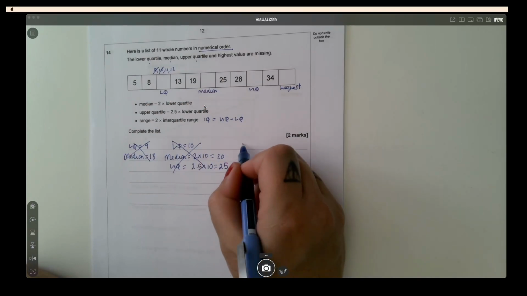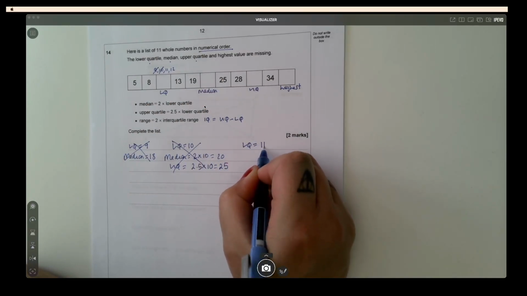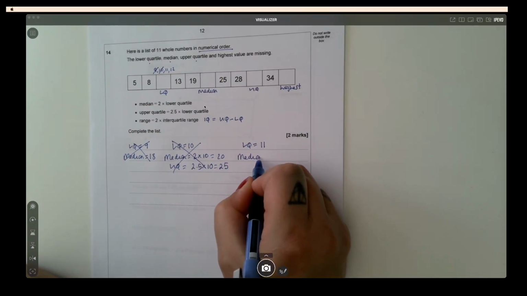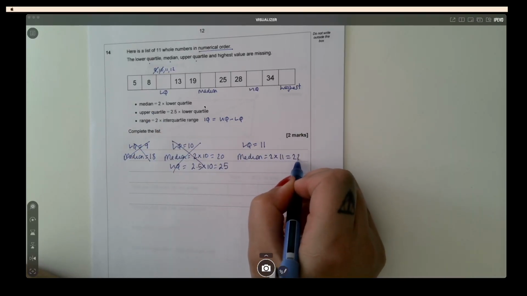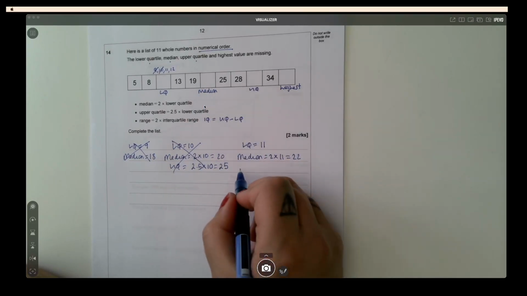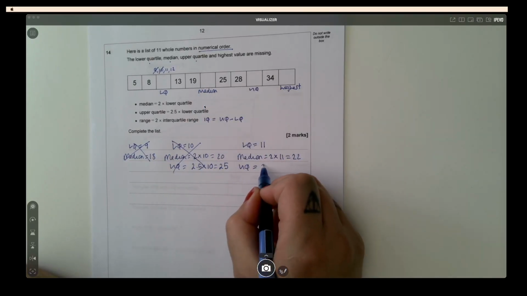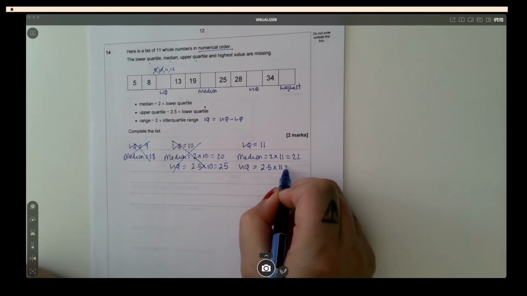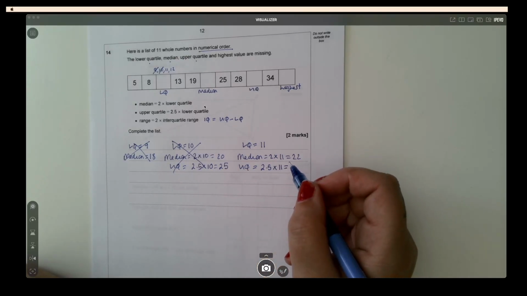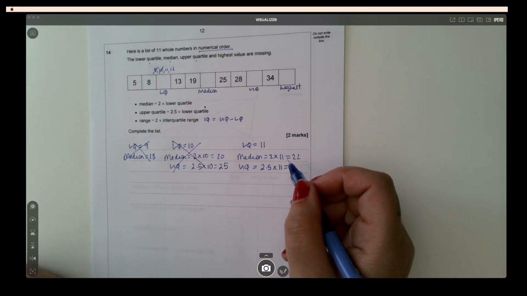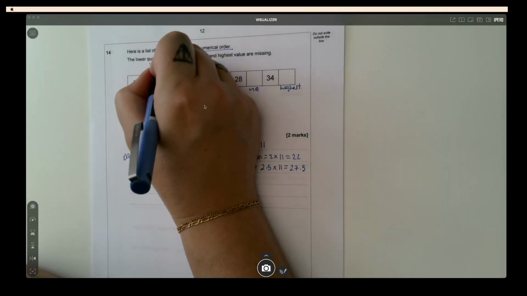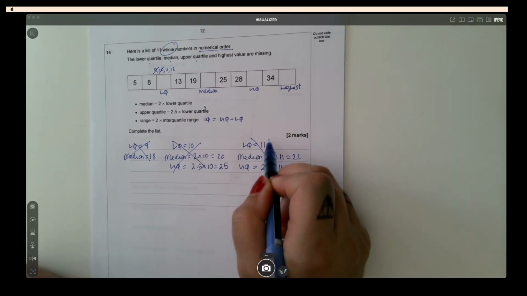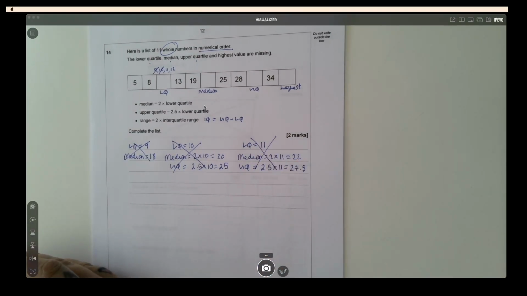Let's try a lower quartile of 11. So the median is 11 times 2, which is 22. So that would work. The upper quartile is 2.5 times 11. Well, 2.5 times 11 is 22 plus 5.5, so that's 27.5. We're dealing with whole numbers, so that can't be the value.